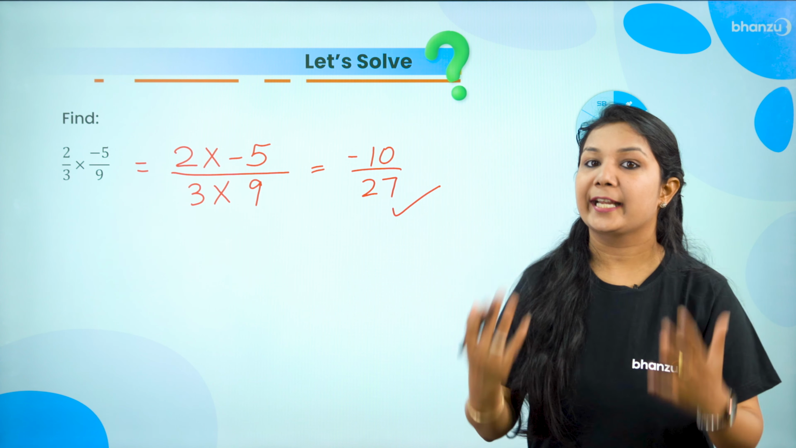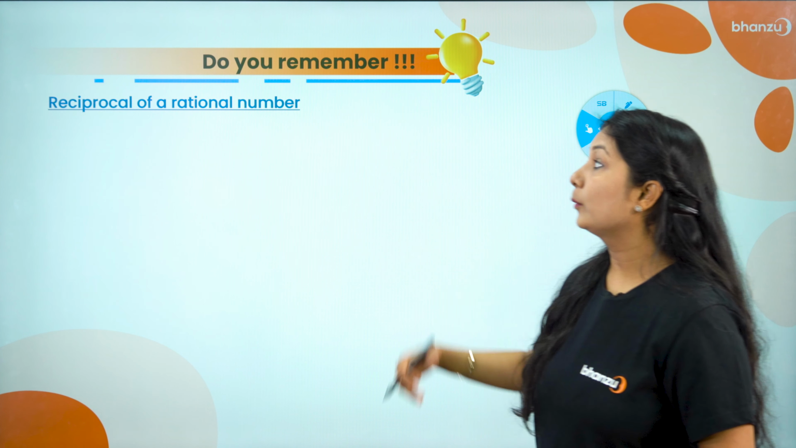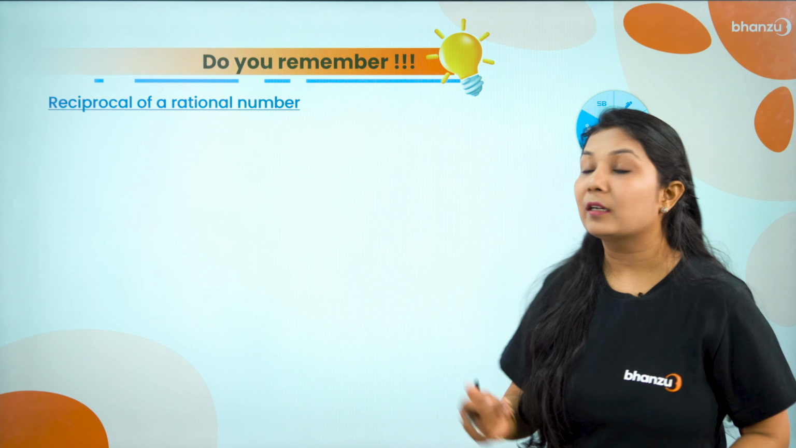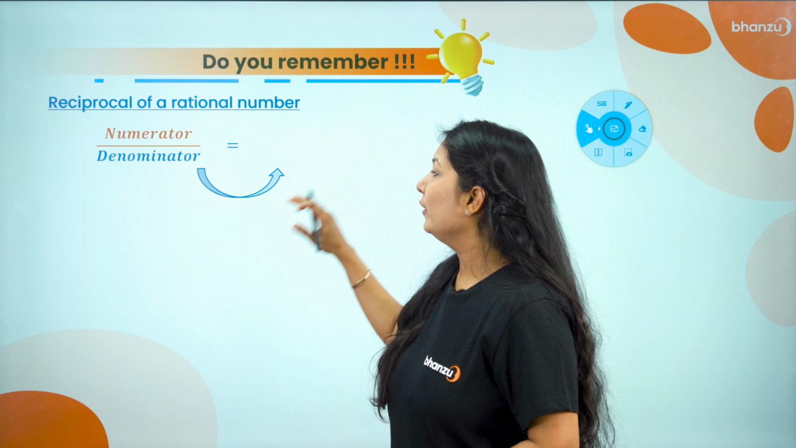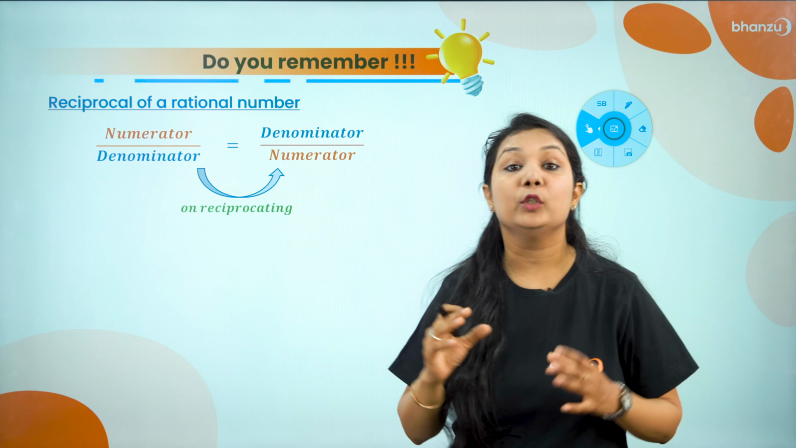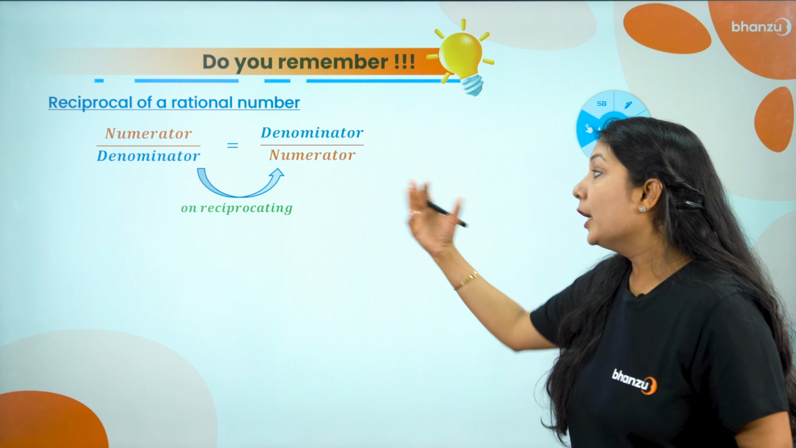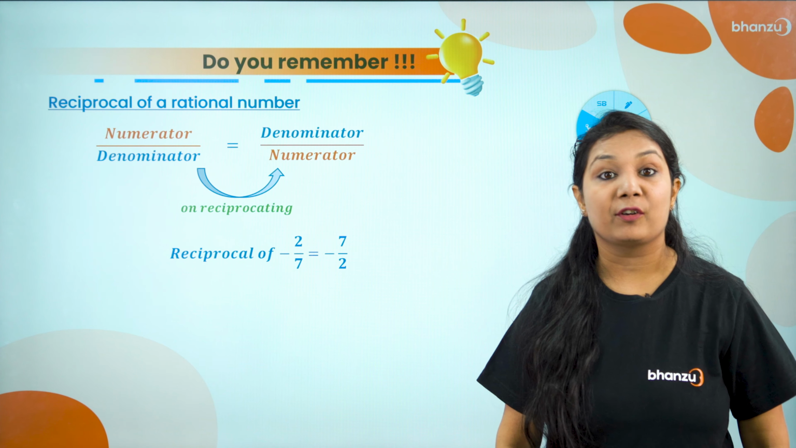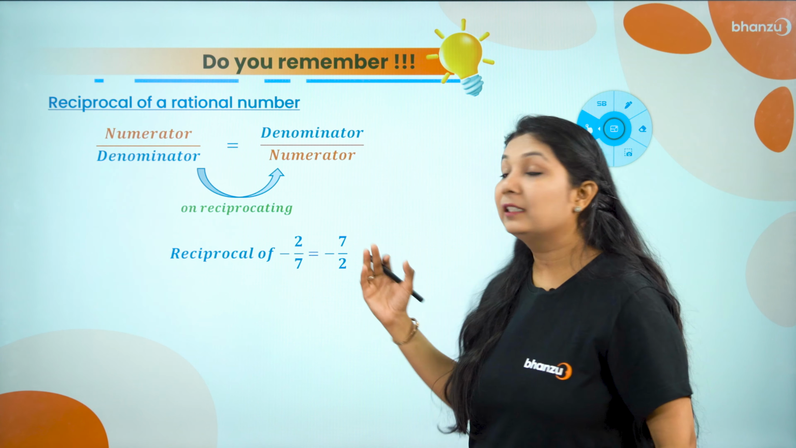Now before we move to the next concept for the day, that is division of rational numbers, let's recall a concept of reciprocal of a rational number. Do you remember what's a reciprocal? It's the rational number numerator upon denominator, which if we reciprocate it, what do we get it as? We get it as denominator upon numerator. So numerator takes place of denominator and denominator takes place of numerator. So let's have an example of it. So reciprocal of minus 2 by 7 would be minus 7 by 2. Right? So this is how we get the reciprocal.